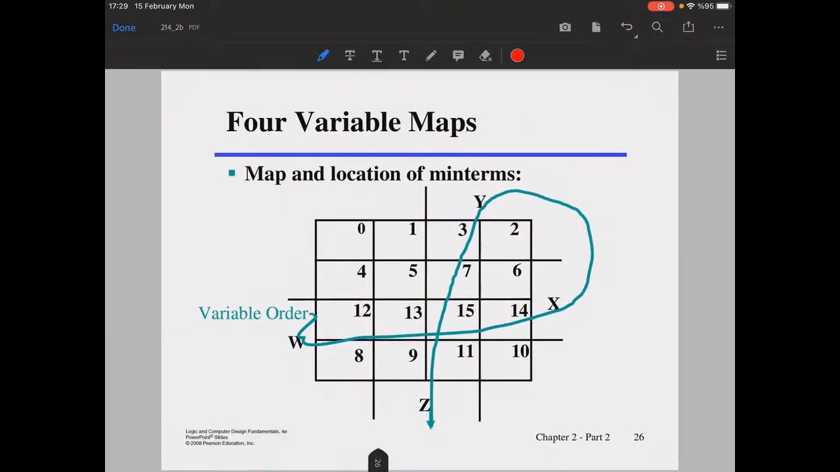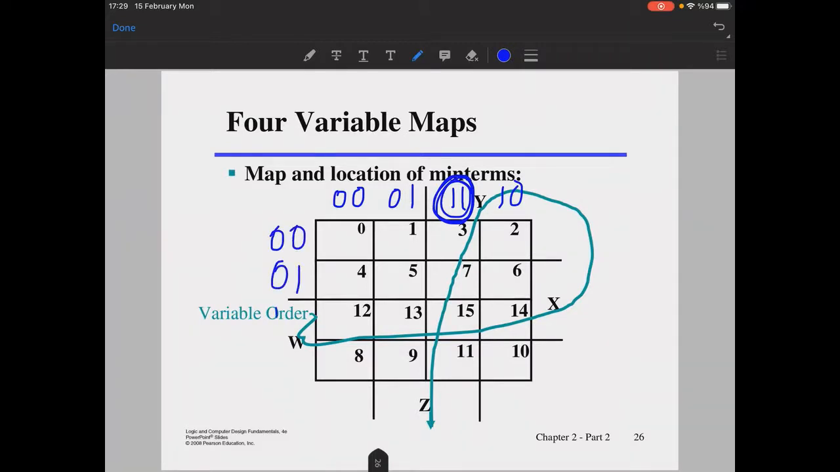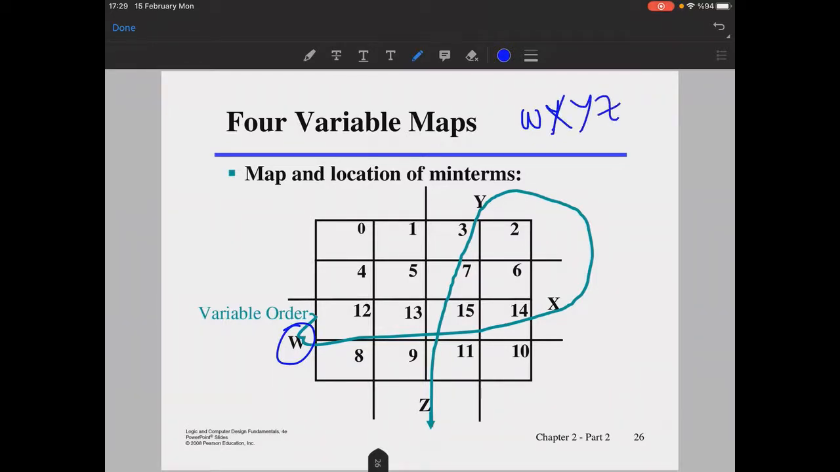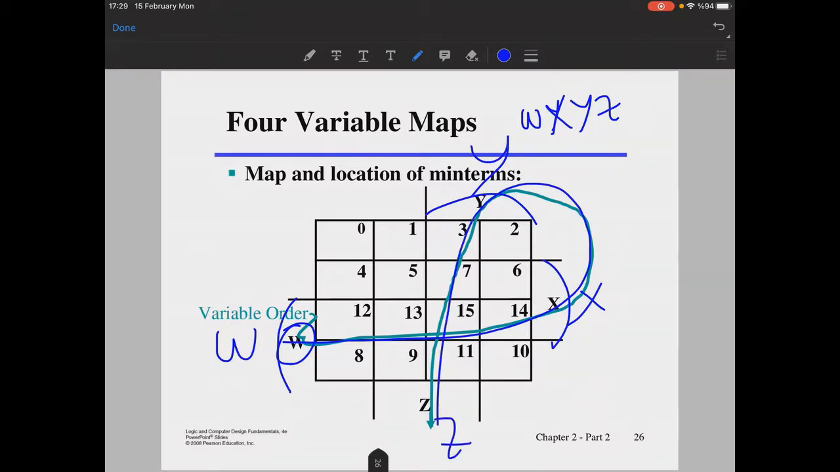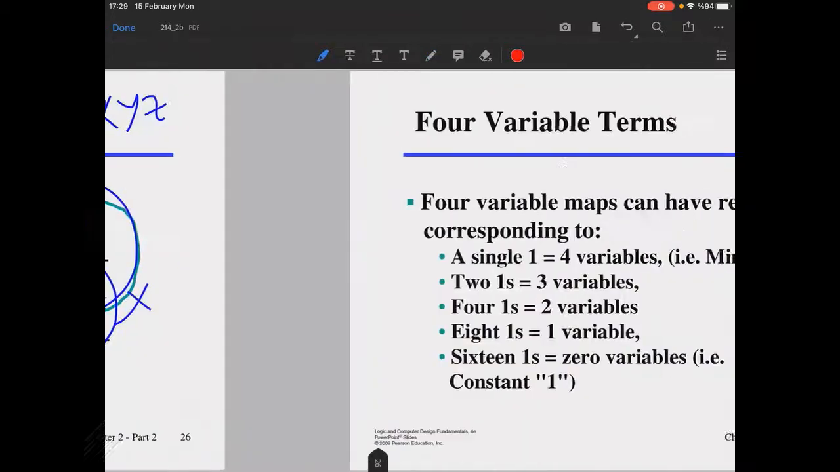So this is how we make the labeling for 4 variable maps. Look at this. Again, we rely on Gray coding here, so just be careful about this. You see, the 1 is located here: 0 0, 0 1, 1 1, 1 0. And then we introduce something new, which is called W. Now our standard order looks like this: W, X, Y, Z. W is here, X is here, Y is here. This is how you make the labeling, and finally your Z is here. This is how we do it.